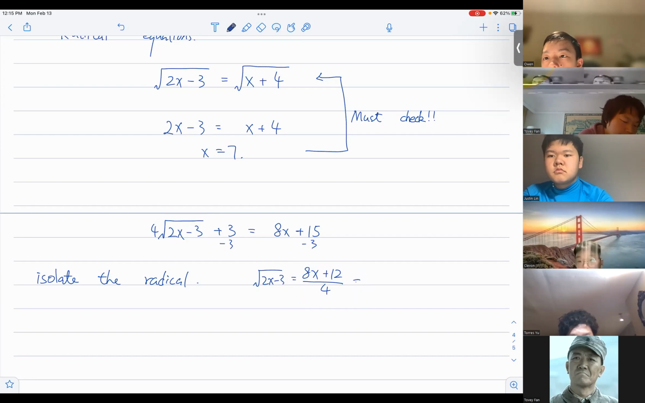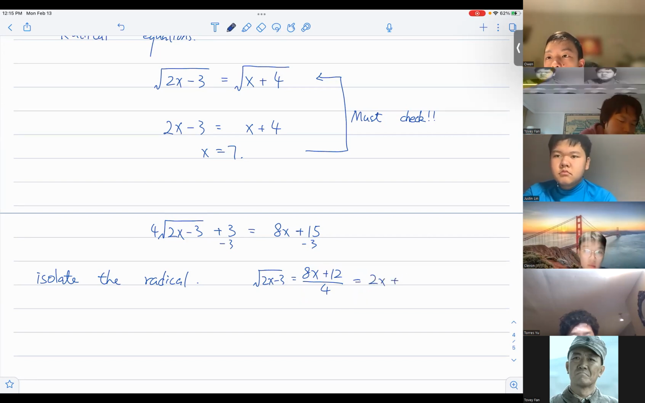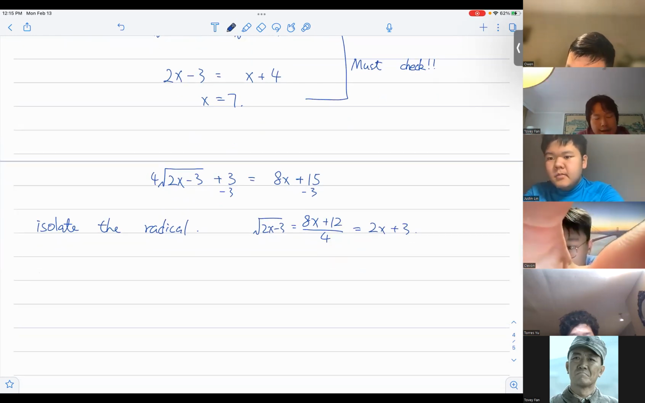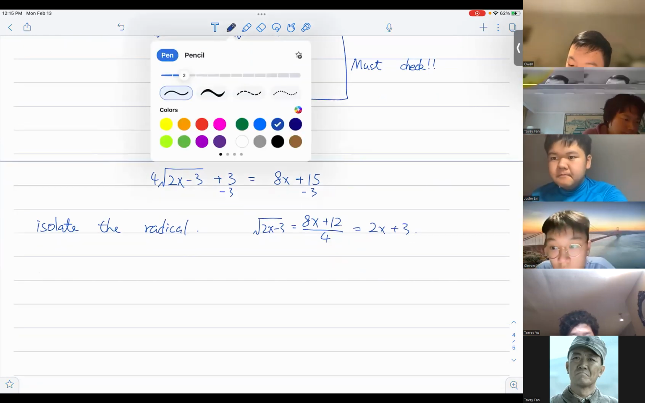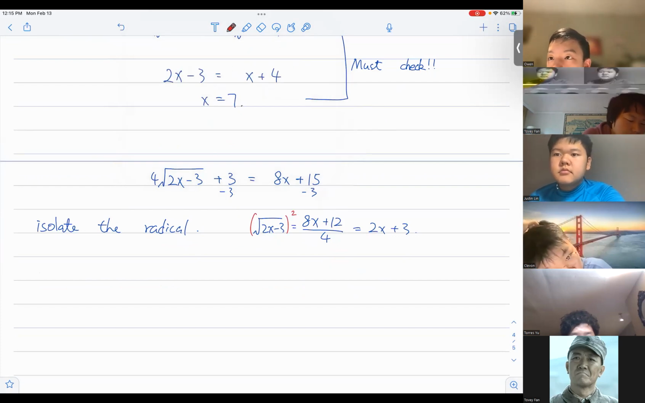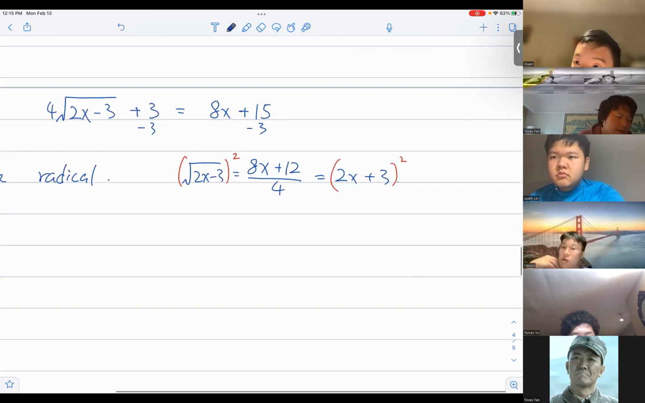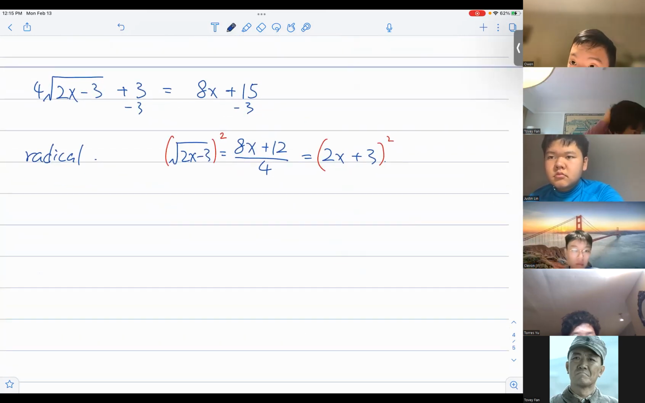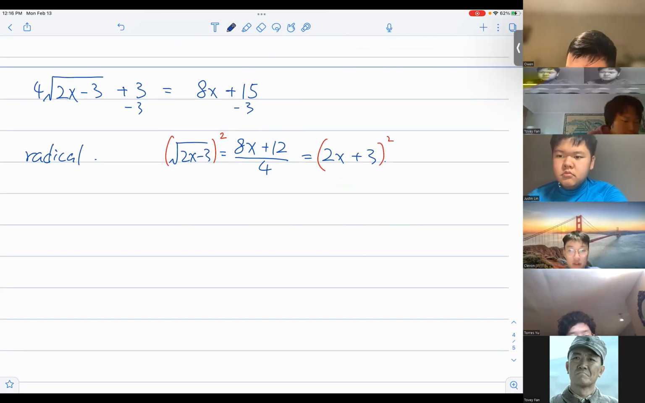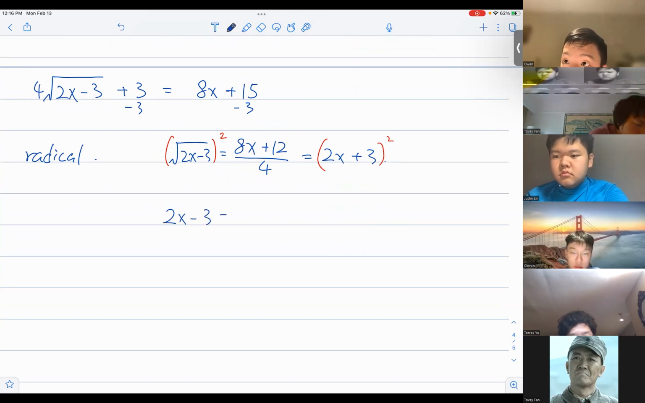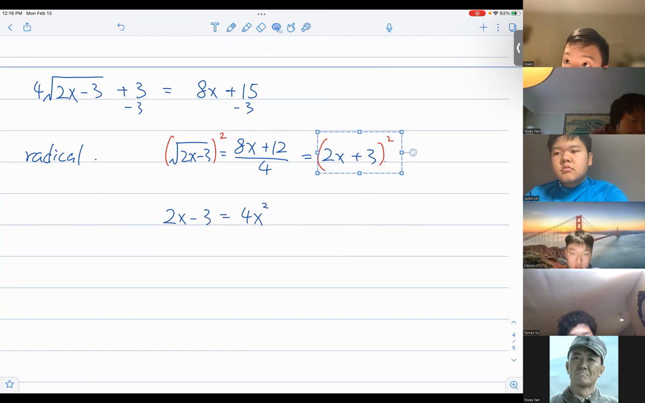And here we can actually simplify it. It's 2x plus 3. Okay? And now we can square it. So we square this, and then we square this. Okay, Clement, would you like to continue? So, 2x minus 3 equals 4x squared plus 9. This is just 4x squared plus 9.